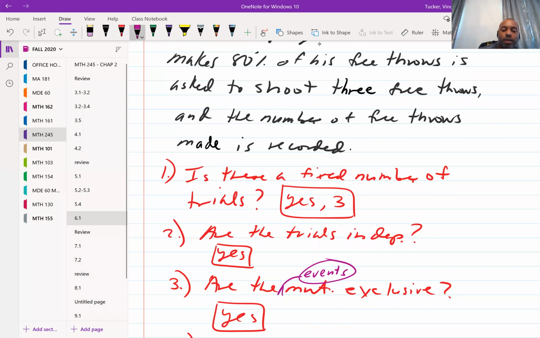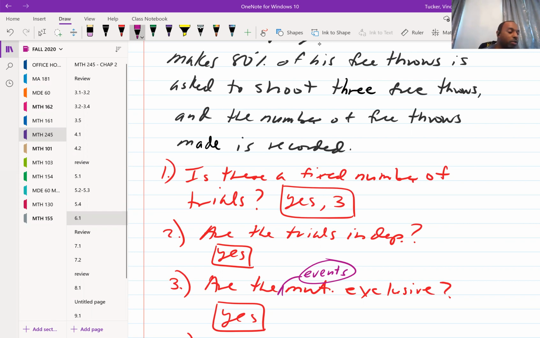I meant to put here, are the events mutually exclusive? So that's why I put that little spot right there, events. Are the events mutually exclusive? The answer is yes. Once again, you either miss a shot or make a shot. You can't miss and make a shot at the same time. So you either missed the shot or you made the shot.